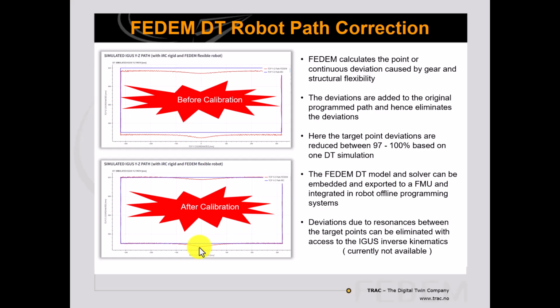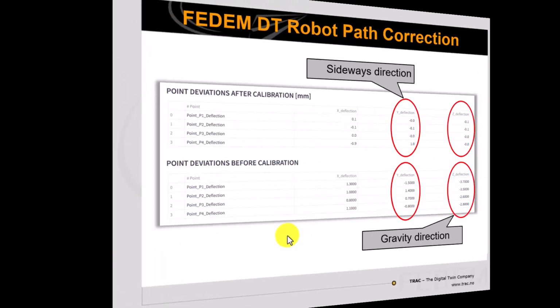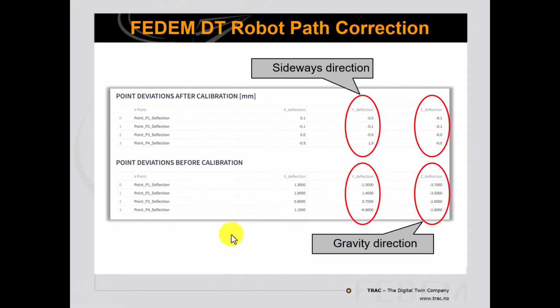But then I probably had to use a notch filter in combination with direct access to the inverse kinematics. However, without direct access to the IRC software, I can only calibrate the accuracy in the target points.